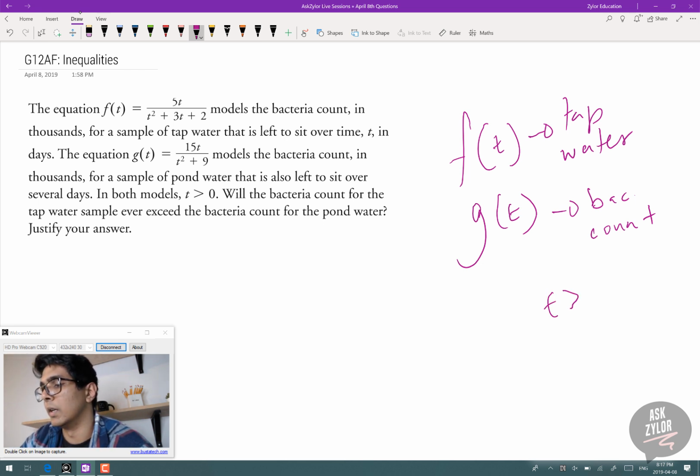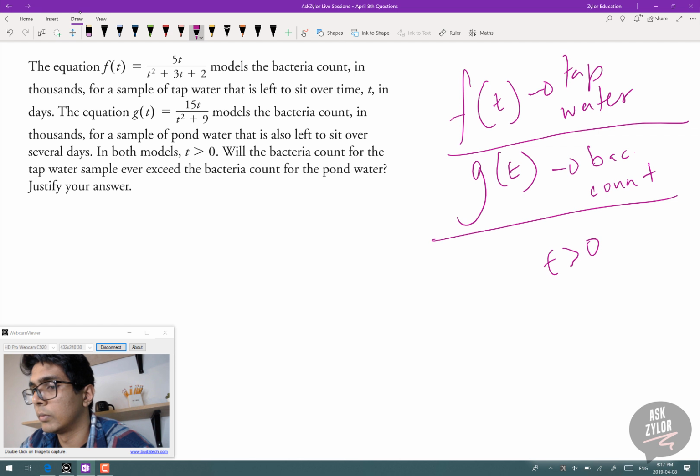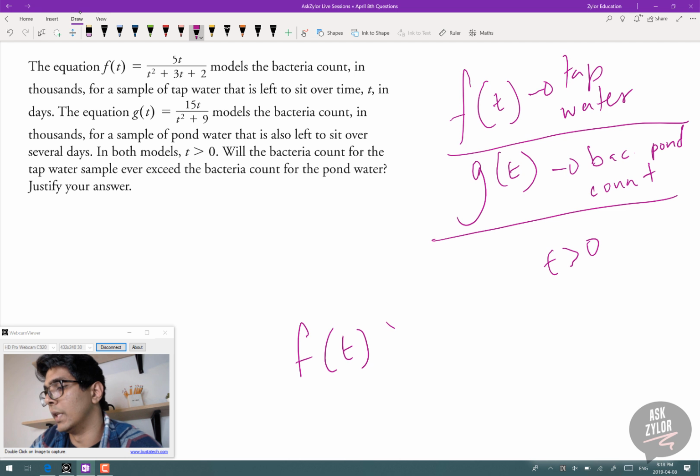In both models, t has to be greater than 0. Will the bacterial count for the tap water sample ever exceed the bacterial count for the pond water? Right? So this is my tap water, this is my bacterial count for my pond. So they're asking, will tap water ever exceed bacterial count for pond water? So that means f of t, will that ever be greater than g of t?